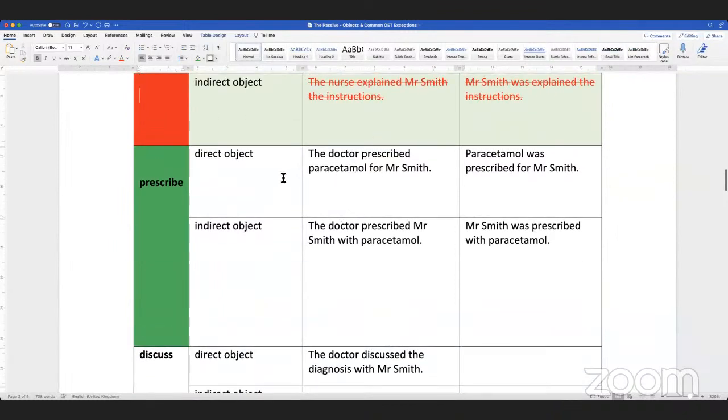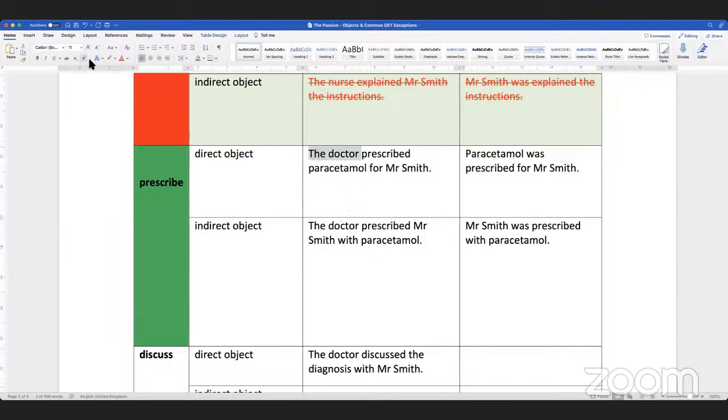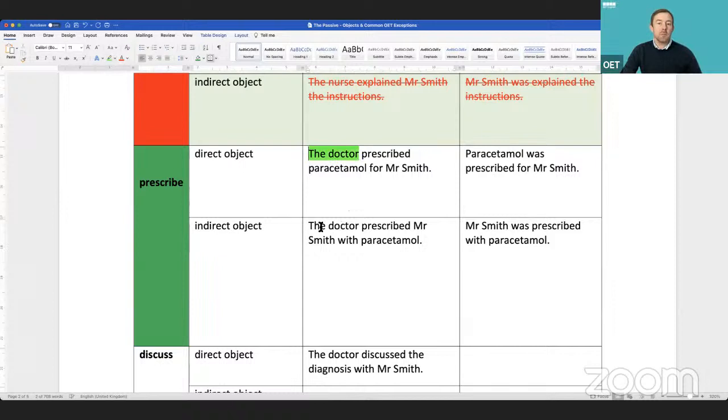So let's just go through prescribe, okay? Everyone, what's the doctor? The subject. The subject, okay? Doctor's the subject. We'll make the subjects green. Okay, what's the doctor here?